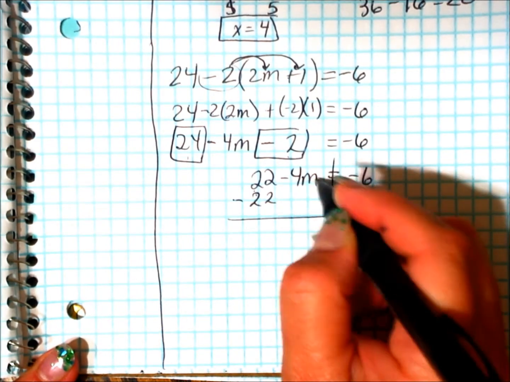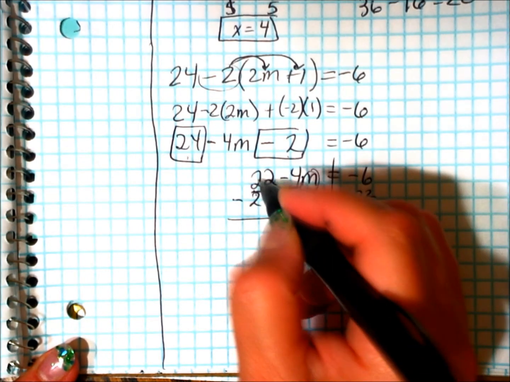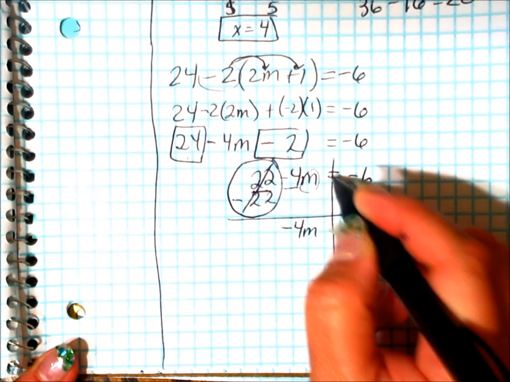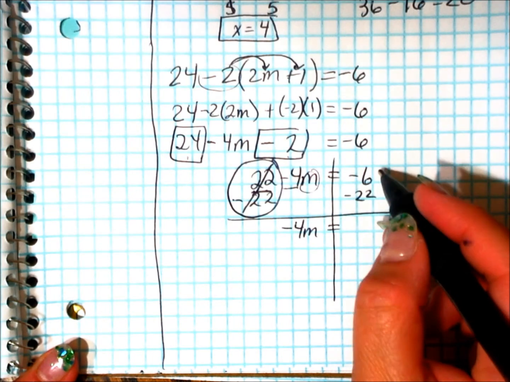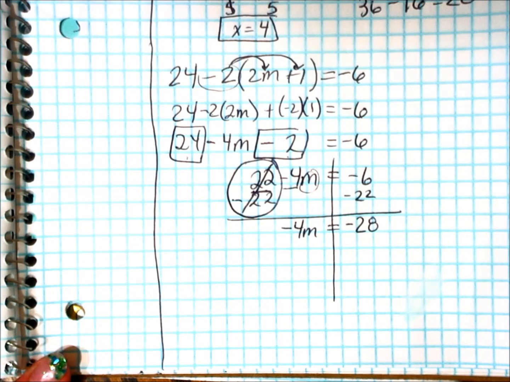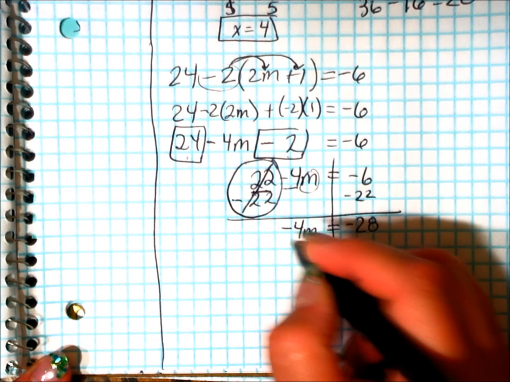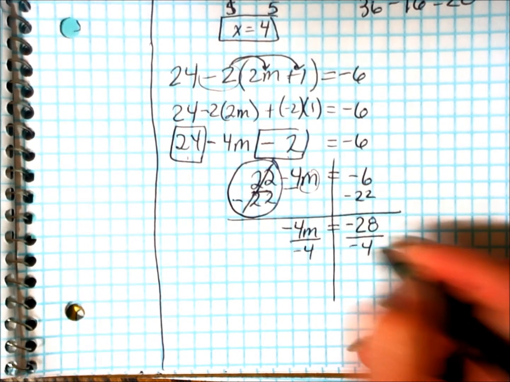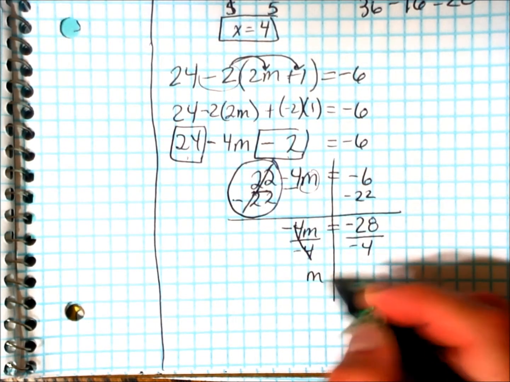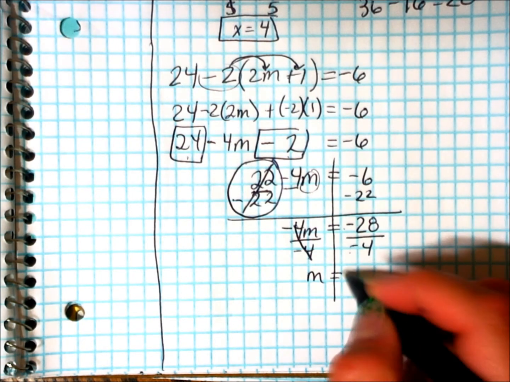I want that m to be by itself. So the 22 and the 4 need to go bye-bye. 22 minus 22 did exactly that. It's gone. And you have negative 4m equals negative 22 and negative 6. We add them together and it stays negative. Now I'm looking for opposite operations. Negative 4 times, the opposite would be dividing by negative 4. So here's my 1, negative 4 divided by negative 4, and you're left with m. Negative divided by a negative is a positive. 28 divided by 4 is 7.